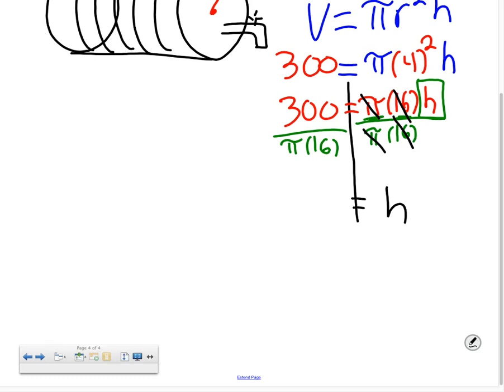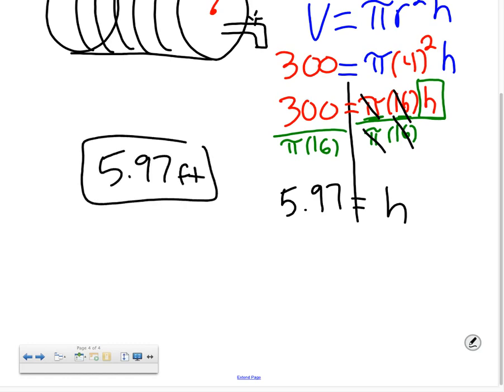Then on the other side, it gives me some nasty little decimal because, again, it is involving pi. So again, I'll use 3.14 to approximate it. So I'll do 300 divided by pi, and then I'll do that answer divided by 16, and I get 5.97 if I round it off to 2 decimal spots. So my barrel has to be 5.97 feet high in order to hold that much water with that much radius.